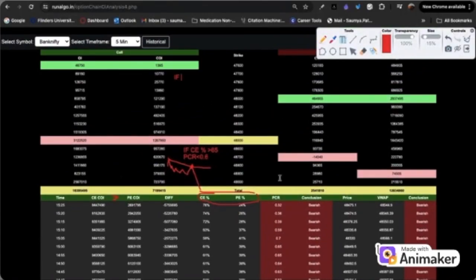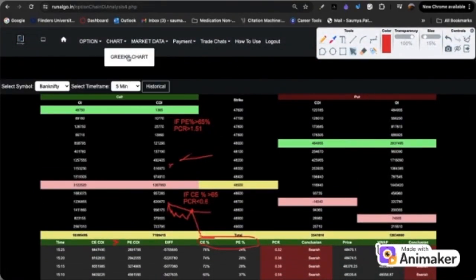When we are talking about buying a call option, what we'll have to check for is the PE percentage. It should be greater than 65%, and the PCR should be greater than 1.51. And the price should not be very far from its VWAP, because then your stop loss would be very far away, and before the stop loss actually hits, you will have to take a lot of losses.